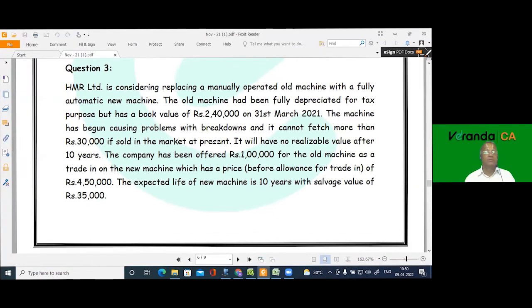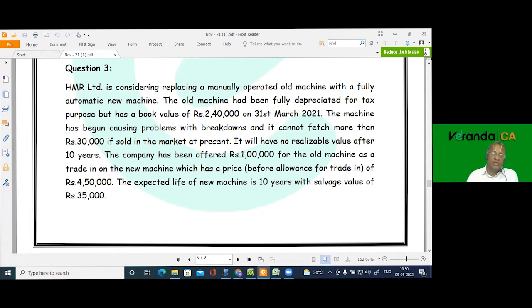Question number 3. This is the last question for this weekend. HMR Limited is considering replacing a manually operated old machine with a fully automatic new machine. The old machine has been fully depreciated for tax purposes, but has a book value of 2,40,000 on 31st March 2020. The machine has begun causing problems with breakdowns and cannot fetch more than 30,000 if sold in the market at present. It will have no realizable value after 10 years. The company has been offered 1 lakh for the old machine as a trade-in on the new machine, which has a price before allowance for trading of 4,50,000.